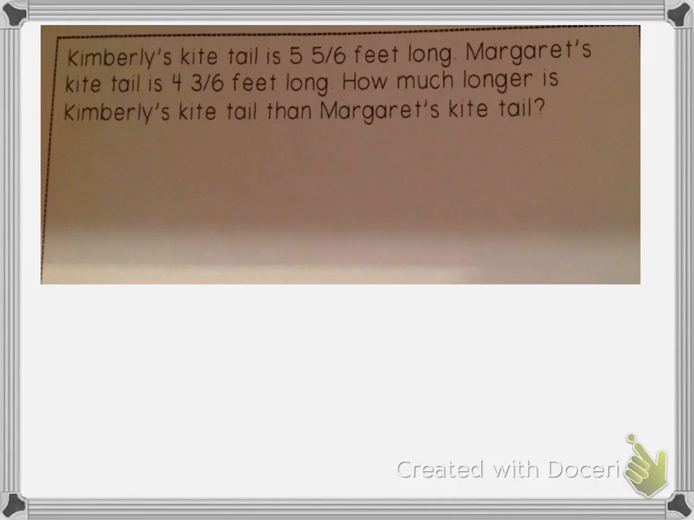So Kimberly's kite tail is 5 5/6 feet long. Margaret's kite tail is 4 3/6 feet long. How much longer is Kimberly's kite tail than Margaret's kite tail? So I've circled those important numbers. I'm going to rewrite them. So 5 5/6 and 4 3/6. So now I want to look for some important words.